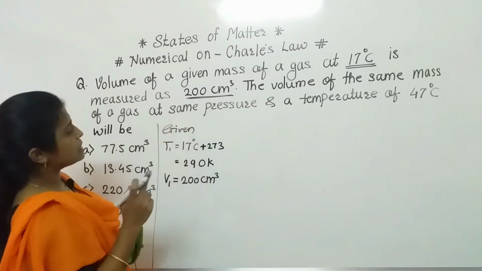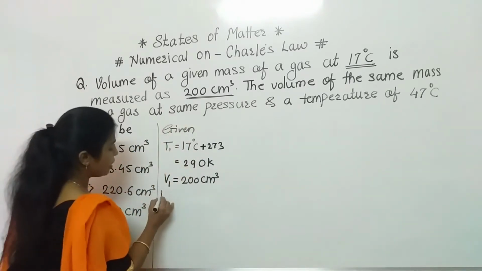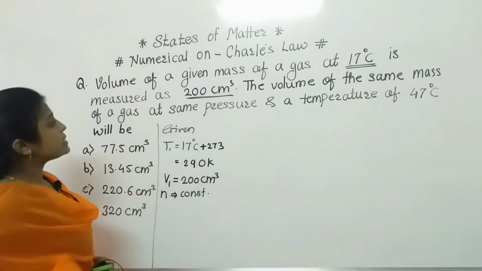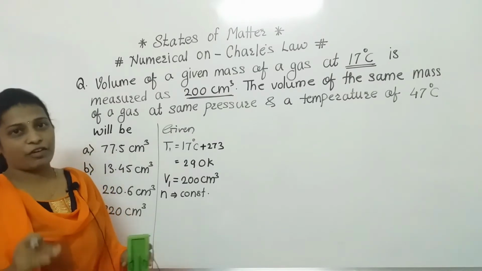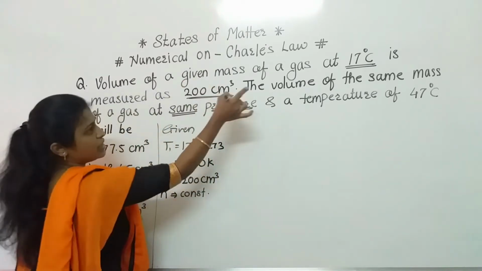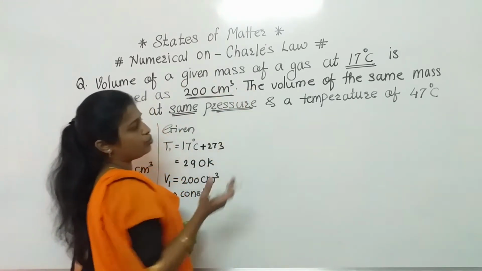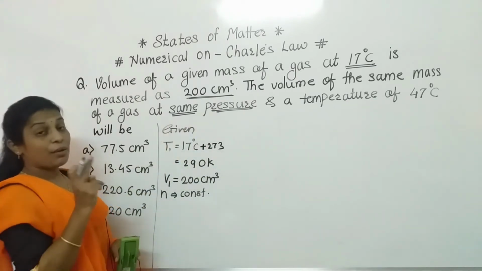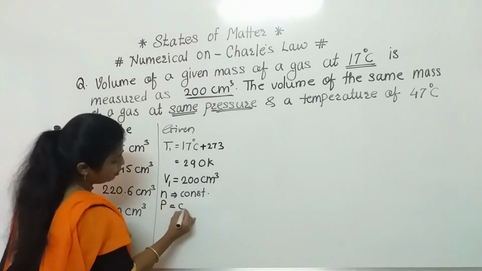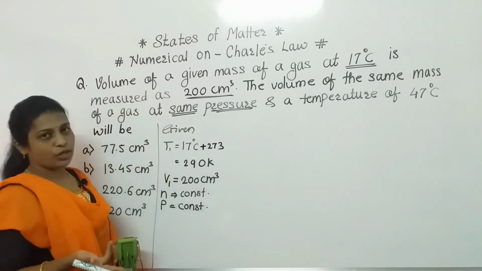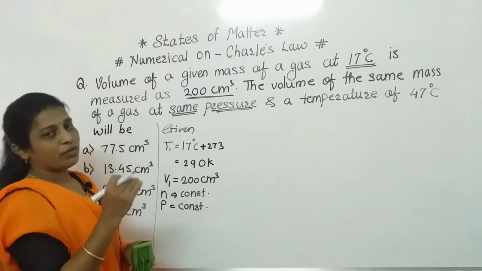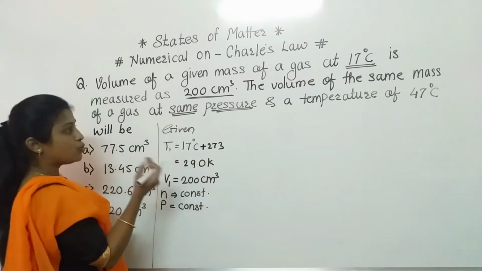The volume of the same mass of a gas means here the number of moles is the constant term. Clear to everyone? Next one, at the same pressure. Yes, I told you how to identify which law is there. See, they have directly given one volume and temperature, and another volume we have to find out at 47 degrees Celsius. But the pressure will be the same, so the pressure term is constant. As we know, Boyle's law is temperature constant, Charles law is pressure constant. In this way we can identify the different laws.